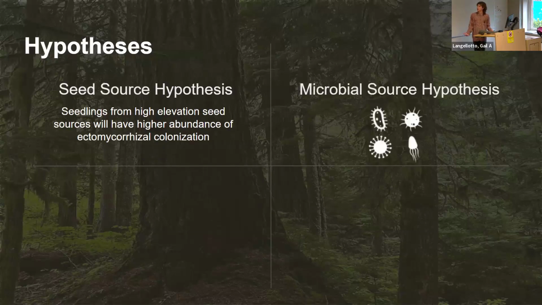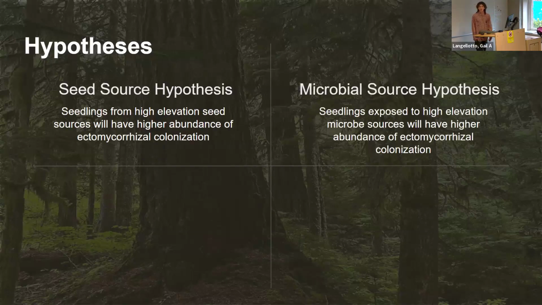The next is this microbial source hypothesis, where we explore the impact that microbe source has on ectomycorrhizal abundance. Here we predict that seedlings grown in soils with high elevation microbes are going to have a greater abundance of this mutualism in the root systems. Again, because these organisms are originating from habitats that we believe are more abiotically stressful.